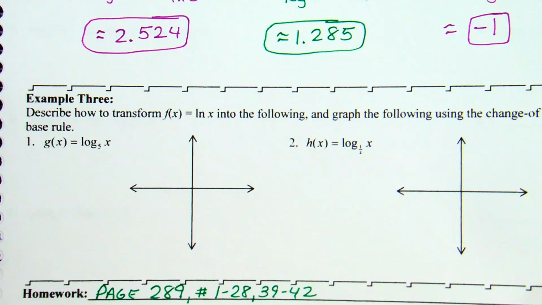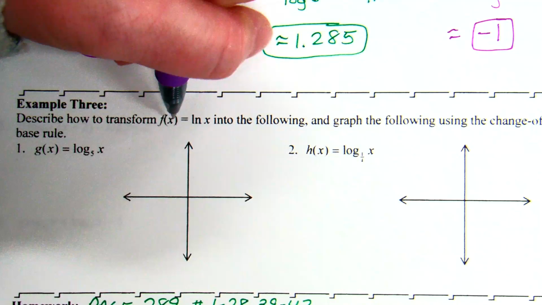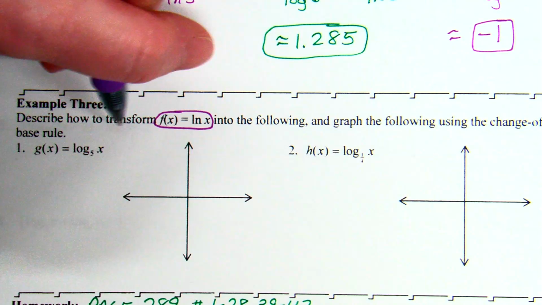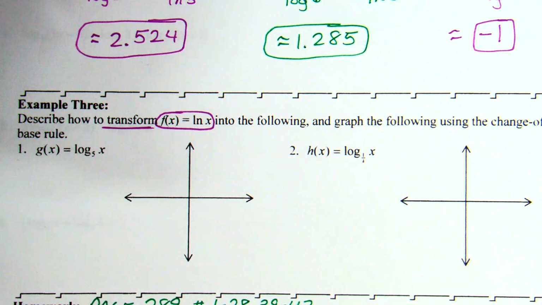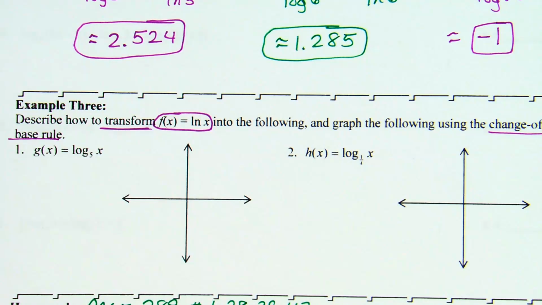Example 3. It asks us to describe how to transform f of x equals ln x into the following, and graph the following using the change of base rule. Notice what it says there. That has to be the basis of what we talk about. So they're giving us a hint that we're going to be talking about the change of base rule here. We have to talk in terms of a transformation, we have to use ln x, and we're going to talk change of base rule. Those are some of the hints.